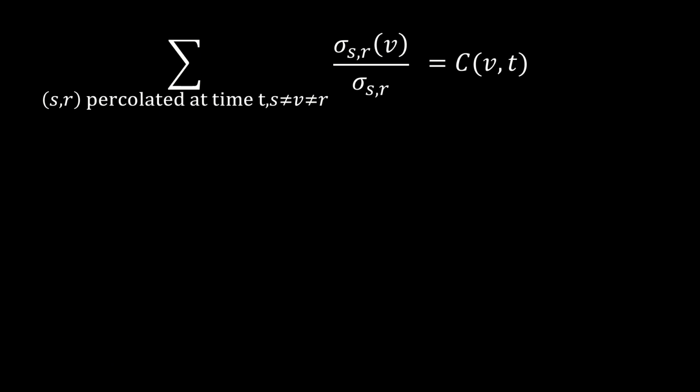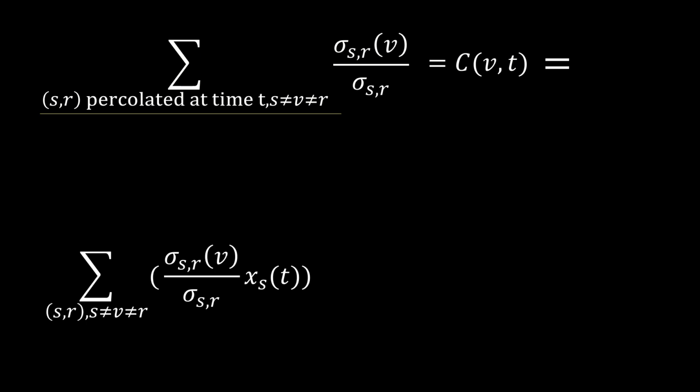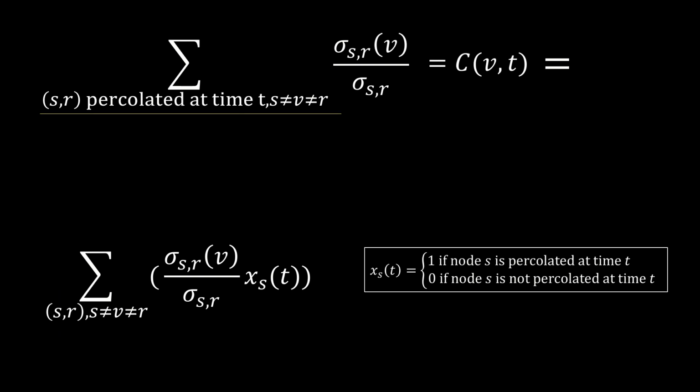We can get the same result if instead of summing only over percolated pairs, we sum over all ordered pairs of nodes in the network not including V, with each summand multiplied by the quantity x sub S of t, which we define to be the percolation value of the node S at our fixed time t, where the percolation value is 1 if the node is percolated at time t, or 0 if it's not percolated at time t. This has the effect of setting equal to 0 all of the summands corresponding to pairs without percolated source nodes, so it achieves the same result as summing the shortest path fraction over only the percolated pairs.